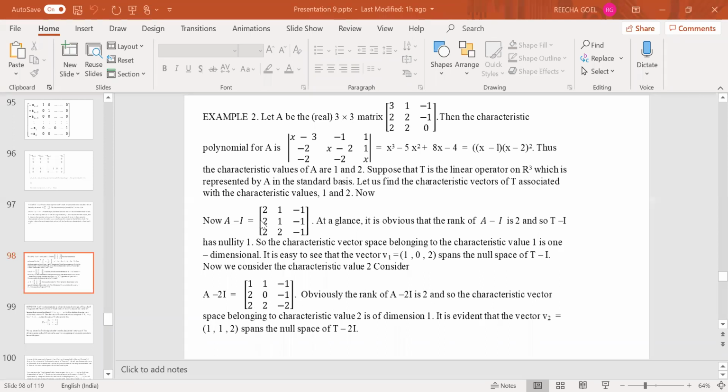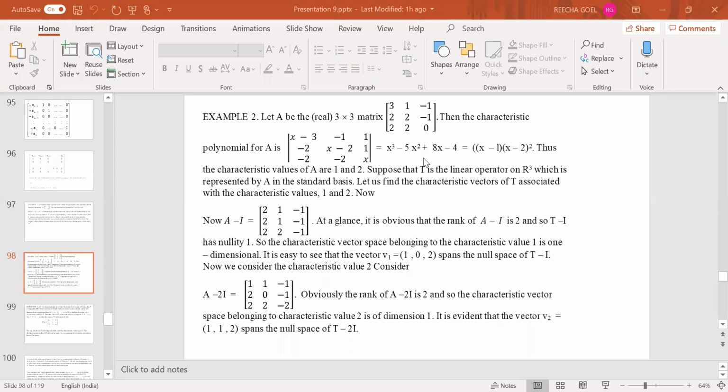I have calculated that the null space of A minus I is generated by this particular vector (1, 0, 2). In this case, the null space of A minus 2I is generated by (1, 1, 2). These two are independent, but they are not 3 in number. So I will conclude that this particular matrix or operator is also not diagonalizable.